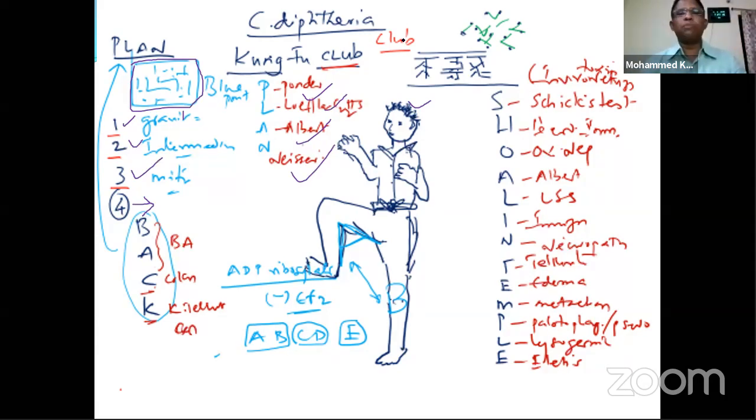So Kung Fu club, club. Why did they use the word? Because diphtheria is described as club because of the shape. Now these Kung Fu clubs are more common in Chinese. So I've given a Chinese inscription. Why? Because I wanted the students to remember it resembles a Chinese letter pattern.